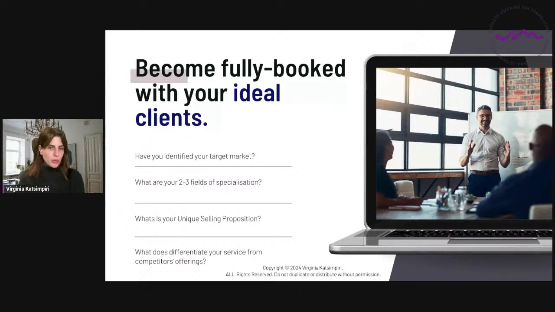What's your unique selling proposition? I think that's one of the most challenging marketing exercises, even for very experienced entrepreneurs or people with marketing skills.